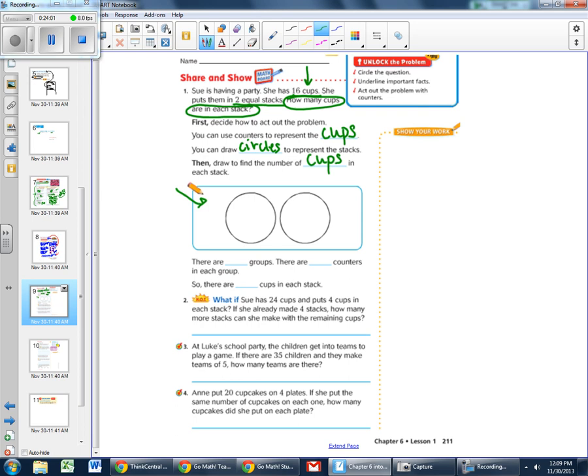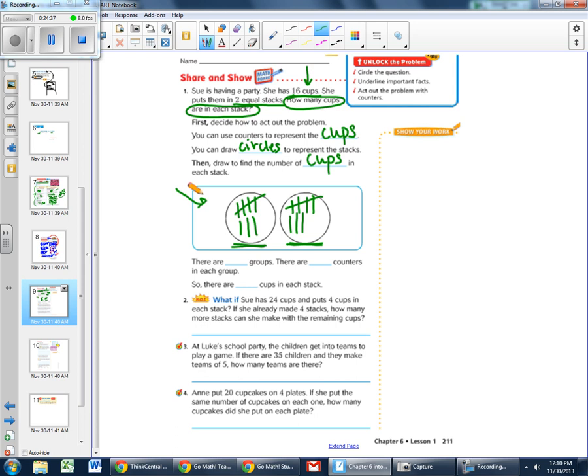Okay, so here's our 2 equal stacks. 1 stack, 2 stacks. Now we're going to count out our total number. So if we look back in the problem, she has 16 cups. She's going to put them in 2 equal stacks. Again, here's our 2 equal stacks, so we need to count out the 16. 1, 2, 3, 4. Don't forget to bundle those 5s so that when we go back to count, it will be easier. So I'm at 16. I counted out into the circles.